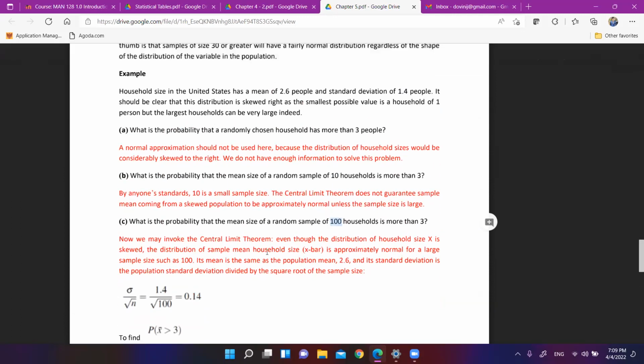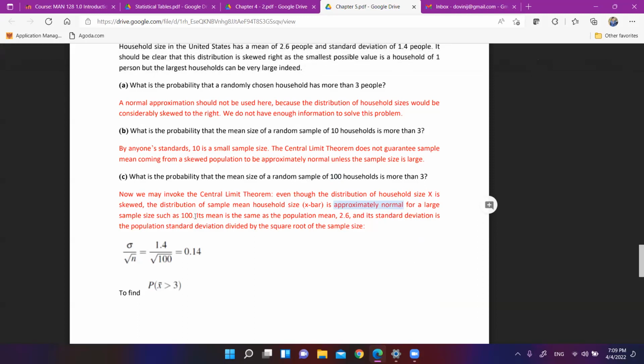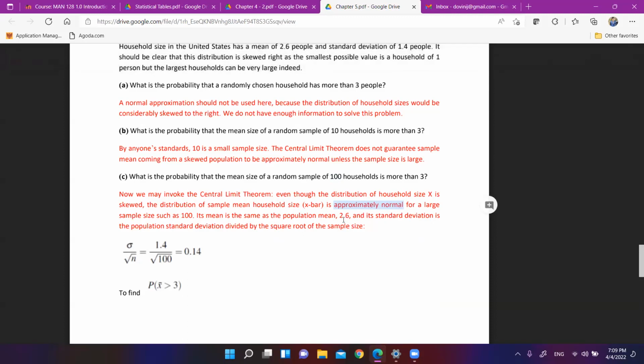This is a large sample. Now we may invoke the central limit theorem even though the distribution of household size x is skewed. X distribution is skewed, right? Skewed. The distribution of the sample mean household size x bar is approximately normal for a large sample of size 100. This means its mean is the same as the population mean 2.6.